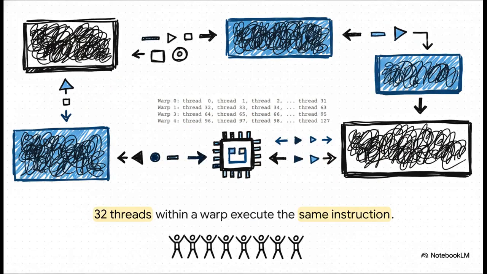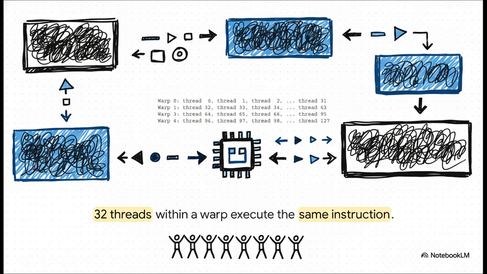Threads inside a block aren't just chaotic individuals running random code, they are strictly bundled into these warps. Warp 0 gets threads 0 to 31, Warp 1 gets 32 to 63, and so on. But here's the kicker. The hardware selects these warps and forces all 32 threads in a single warp to execute the exact same instruction at the exact same time. Complete lockstep. Now this introduces a really fascinating challenge called thread divergence.